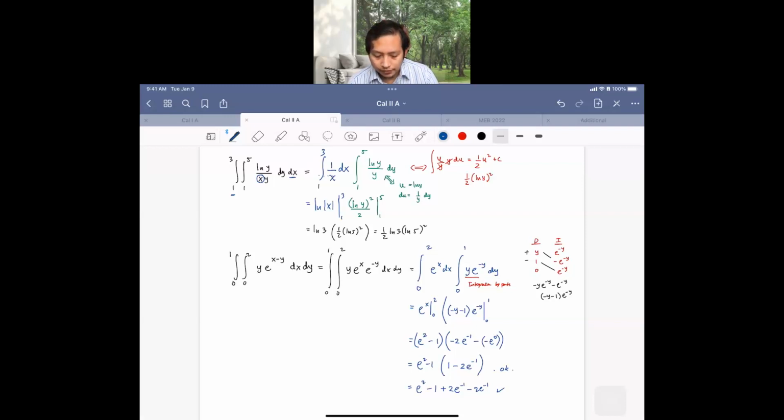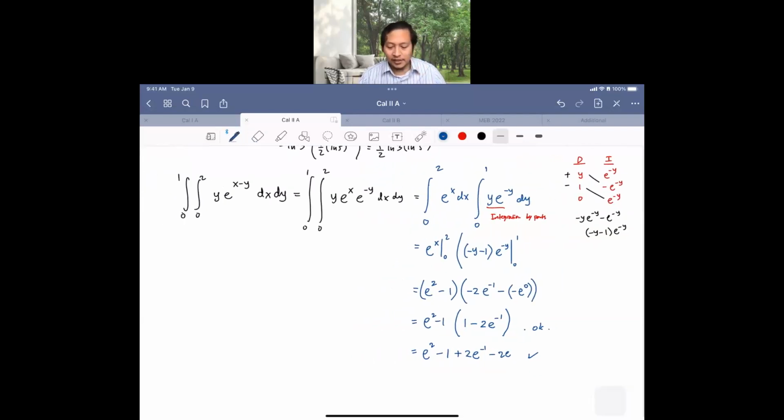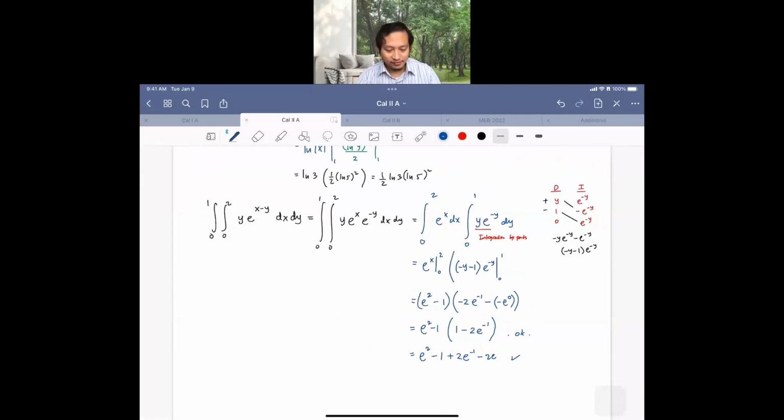Supposed to be negative 2e. Oh, yes. Correct. Yeah. Should be negative 2e because it's supposed to be cancelled, right? Yeah. Correct. Good, Eric. Good observation.